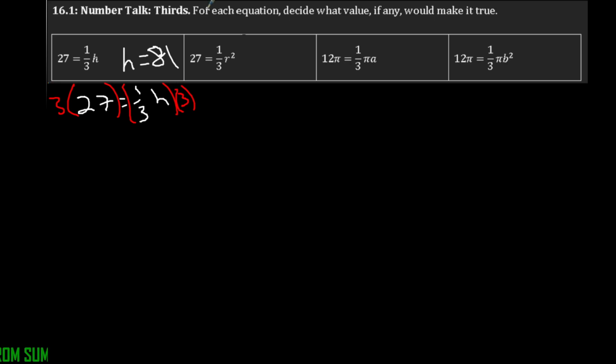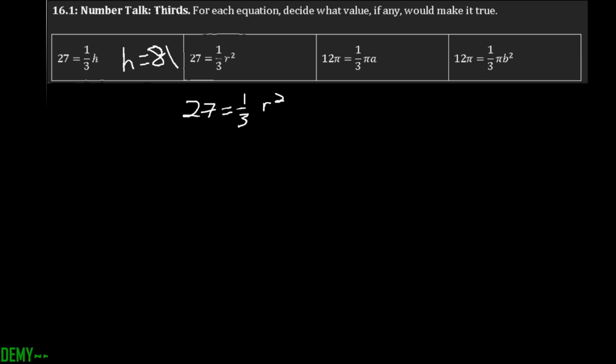For the next one, similar idea. I'm going to multiply both sides by 3 to start off. So if I have 27 equals 1/3 r squared, I'm going to multiply both sides by 3 to get rid of that fraction. So now I have 81 equals r squared. And to get rid of that exponent, make sure you're taking the root. Since we have an exponent of 2, we're going to take the square root. So r equals 9 for this one.